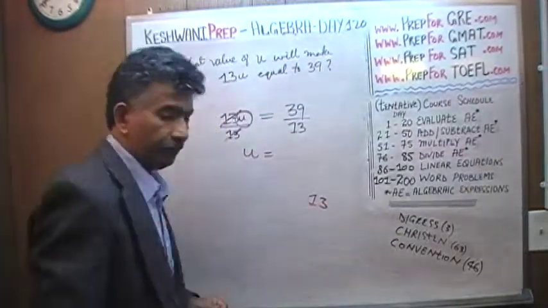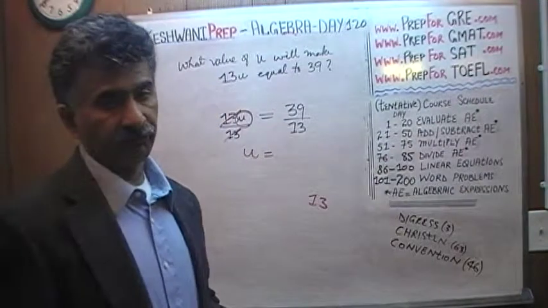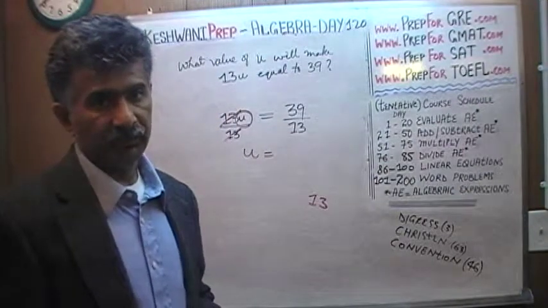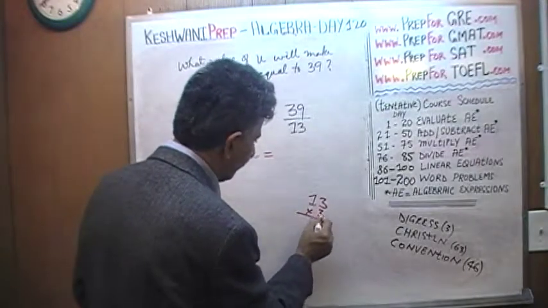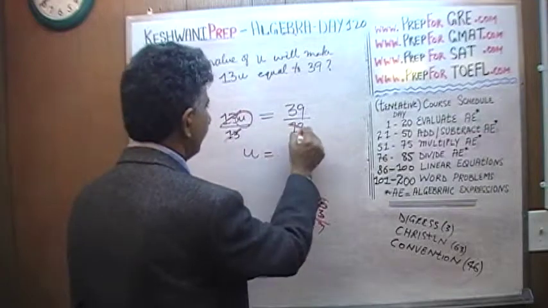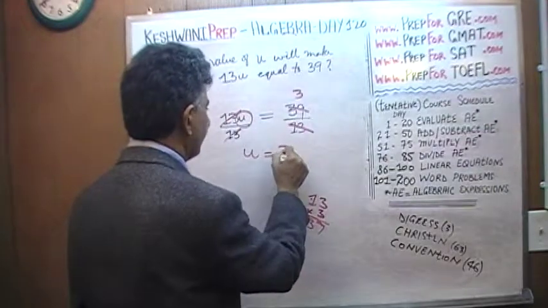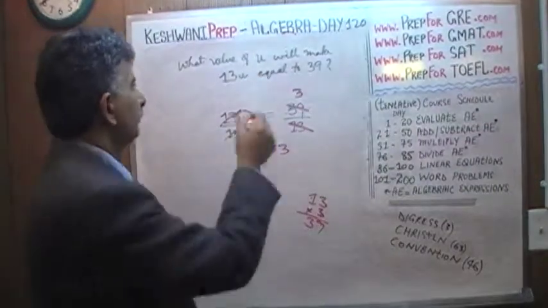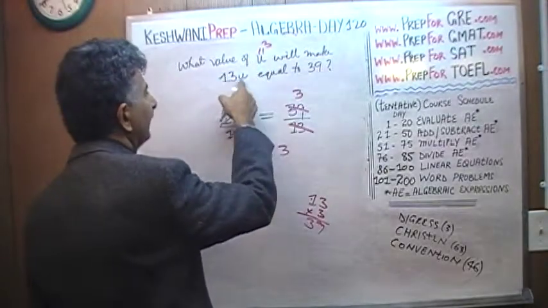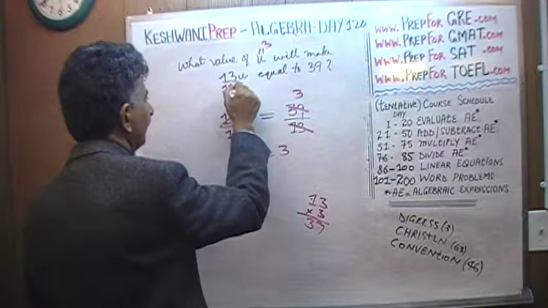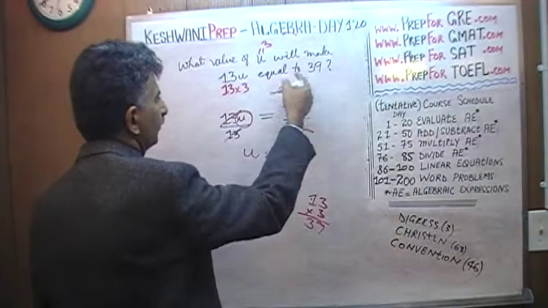Well, we know that 13 times 2 is 26, that's very easy. So obviously it's more than 2, let's try 3. 3 times 3 is 9, and 3 times 1 is 3, so 39. Voila. The answer is 3. What value of U? U would have to be 3. A value of 3 will make 13 times 3 equal to 39.